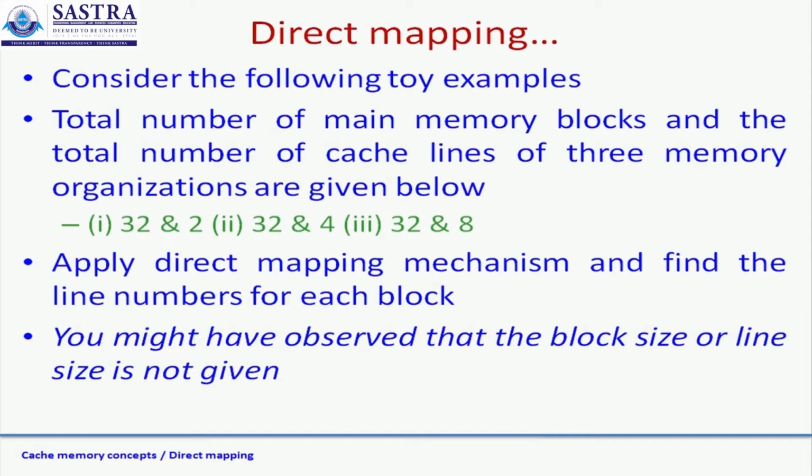Apply the direct mapping mechanism and find the line numbers for each block B0 to B31, where these blocks will be mapped. That is what we are going to discuss. You might have observed that the block size or line size is not given. Why? Because that is not important at the time of mapping. A block is going to be mapped on a single line. Line size will be equal to block size, so the same number of memory units are going to be mapped on a cache line.